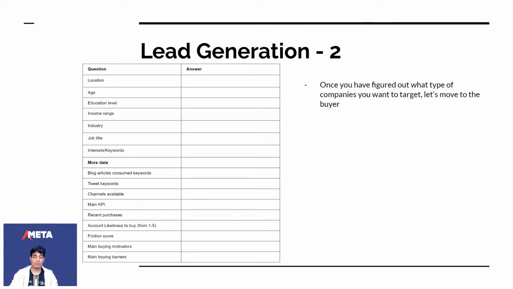And then maybe you have some more data about the person, which is what keywords are there in the blog articles this person consumed. What keywords does this person tweet about? For example, my last tweet was about the rapper DMX. So if you reached out to me over email and said, Varun, I know you love DMX, I'm very likely to open that, right? So this metadata, or this more data, it's a way for you to get that person's attention.